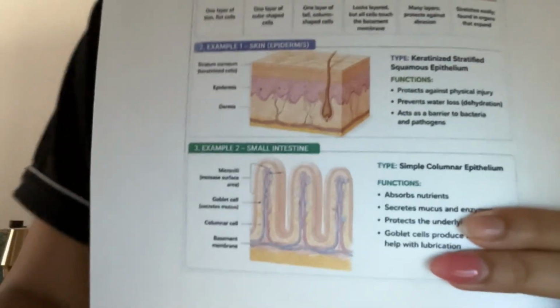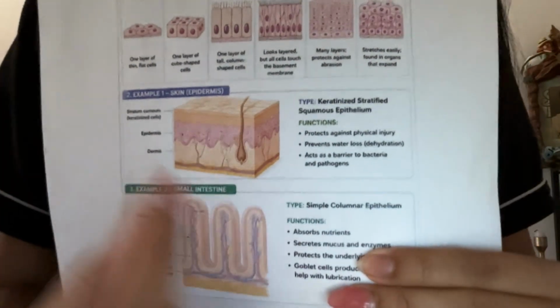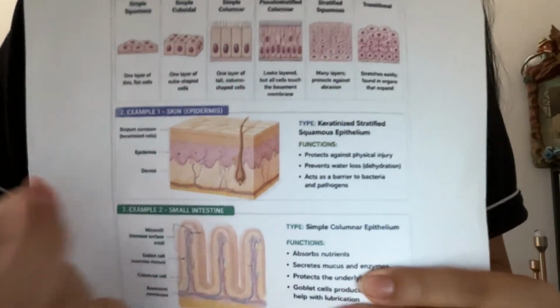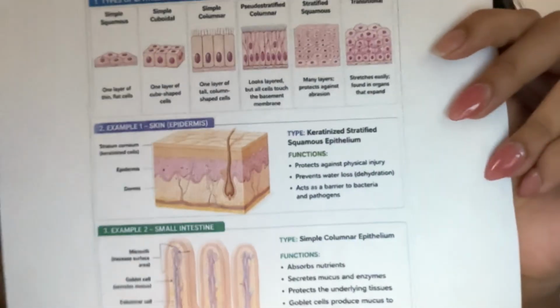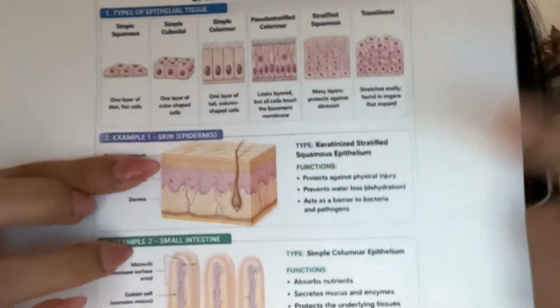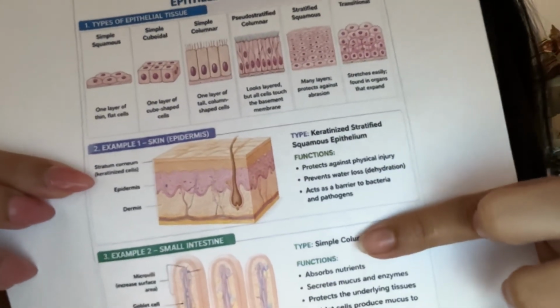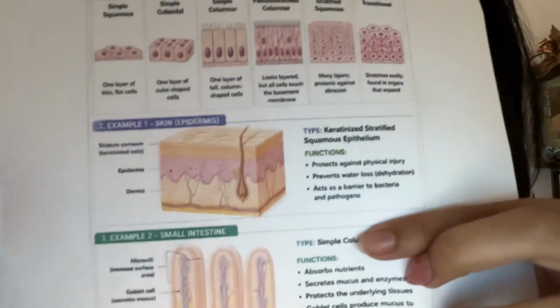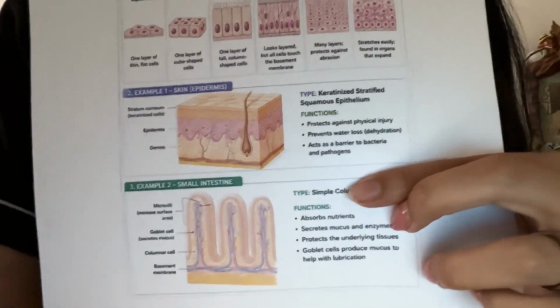Then we have the first example, which is the skin. The outer layer of the skin is called epidermis, which is made out of keratinocytes and is called the stratified squamous epithelium. This tissue provides protection against any bacteria, viruses, chemicals, and dehydration. Keratin is a tough protein that helps waterproof skin and makes it more resistant to injury.